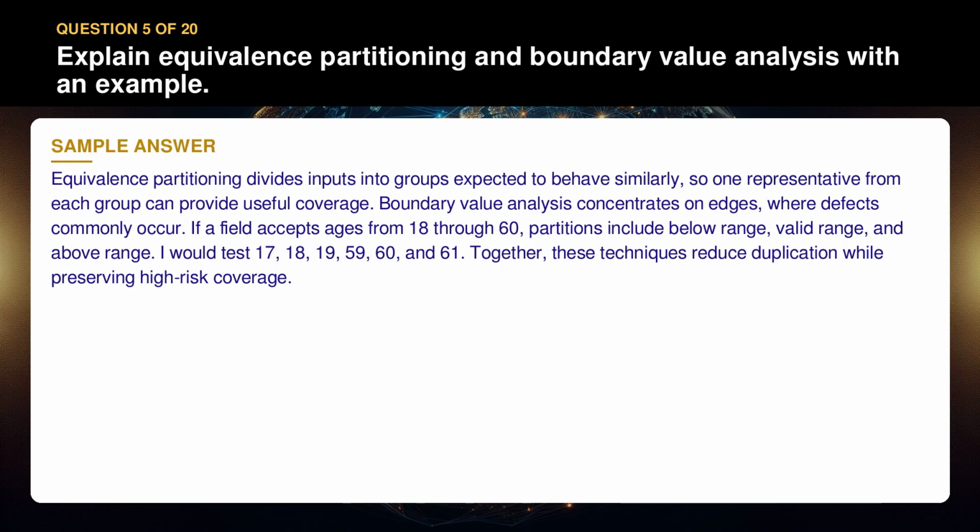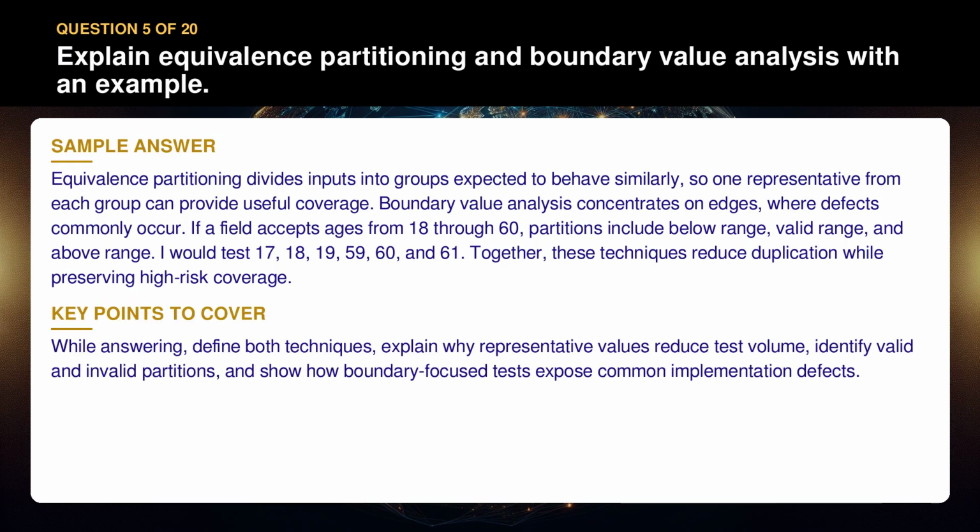If a field accepts ages from 18 through 60, partitions include below range, valid range, and above range. I would test 17, 18, 19, 59, 60, and 61. Together, these techniques reduce duplication while preserving high-risk coverage. While answering, define both techniques, explain why representative values reduce test volume, identify valid and invalid partitions, and show how boundary-focused tests expose common implementation defects.